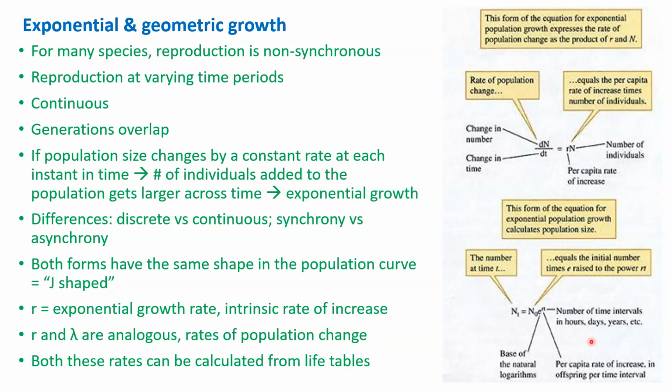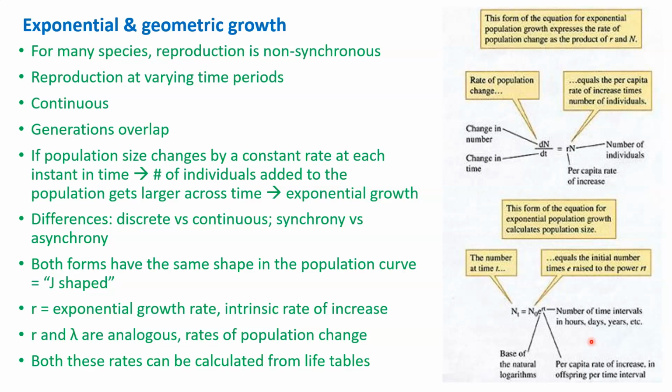The growth pattern between exponential and geometric growth is quite similar, but earlier reproduction happened in discrete time intervals, and now it happens continuously. So the only difference in this case is reproduction being continuous as opposed to discrete, and reproductive efforts being non-synchronous as opposed to synchronous in the previous case. Both types of growth models predict a J-shaped population growth curve, slow at first but subsequently rapidly increasing. Now, the model is quite the same.